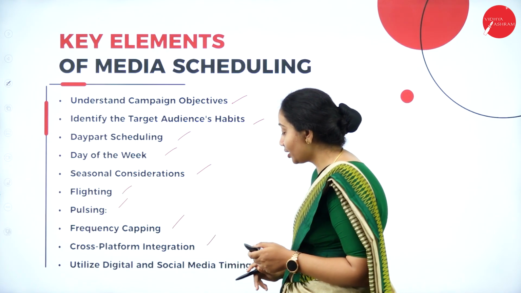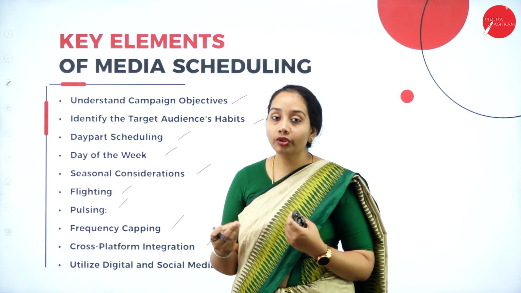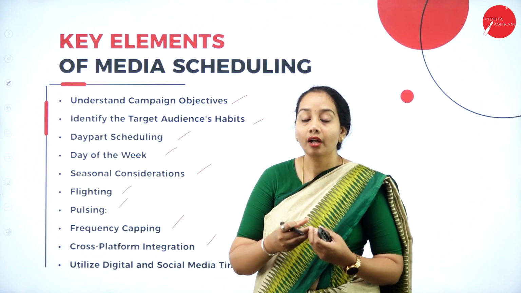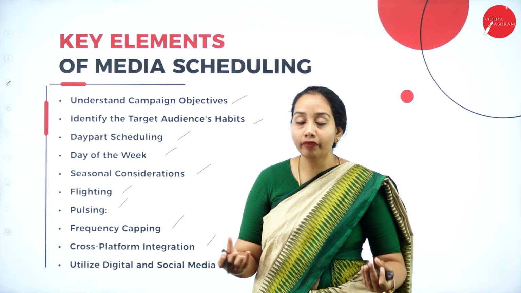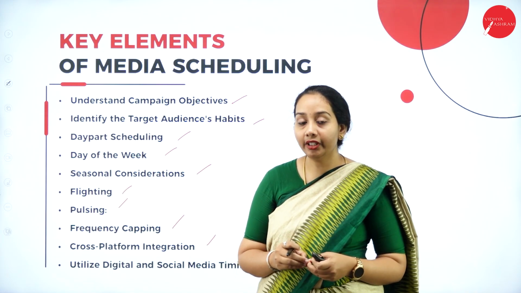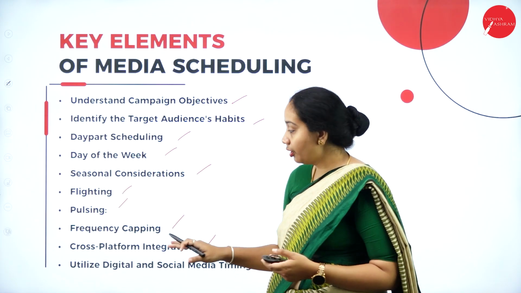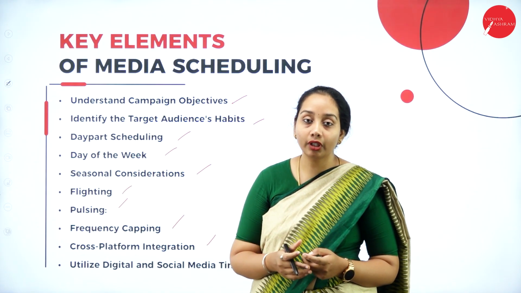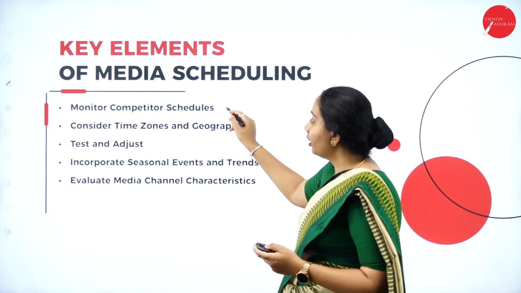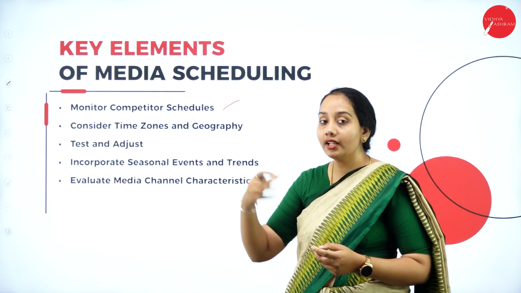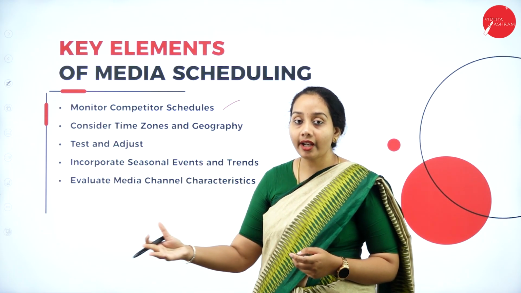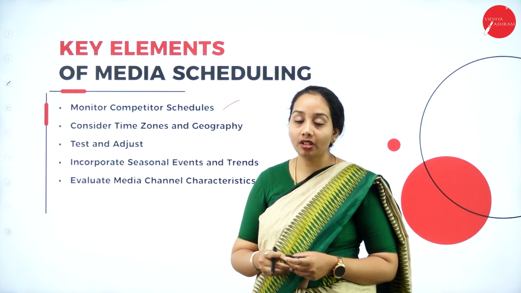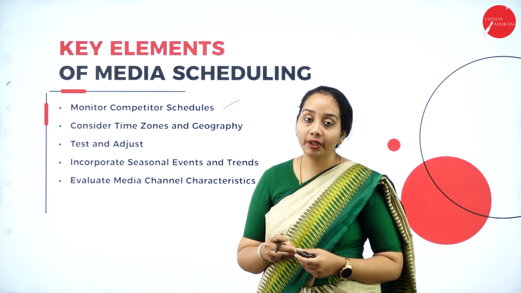Next is using digital and social media timing. You know that nowadays social media and online media are in such a boom that every kind of audience will be available online. So you can target them through social media campaigns, and utilize timing and frequency capping for the audiences. Next is monitoring competitor schedules. Analyze your competitors: what are their trends, what aspects are they considering, what is their advertising strategy. This also needs to be analyzed for proper media planning.